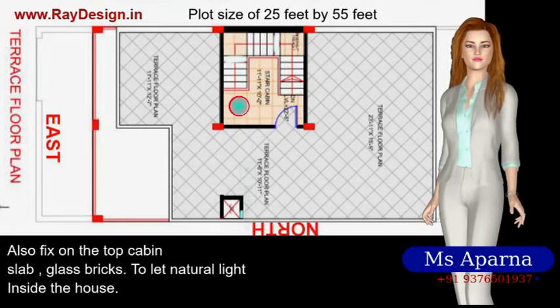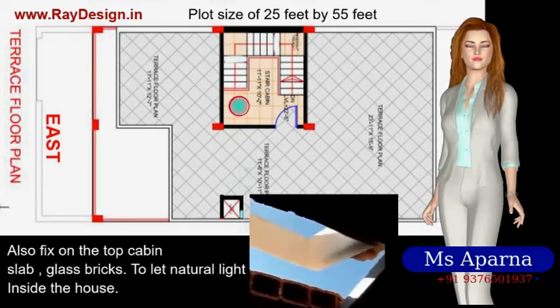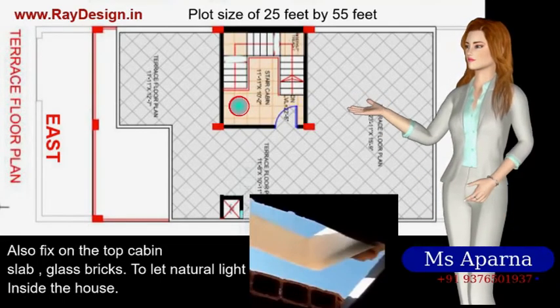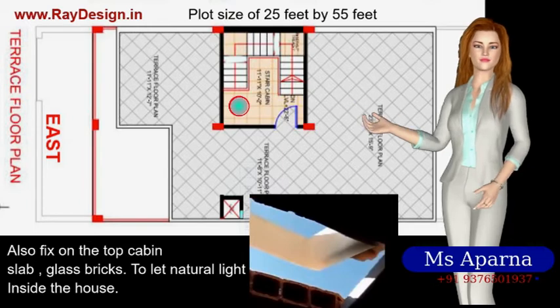Also fix glass bricks on the top cabin slab. This will allow natural light. Glass bricks are strong and safe.